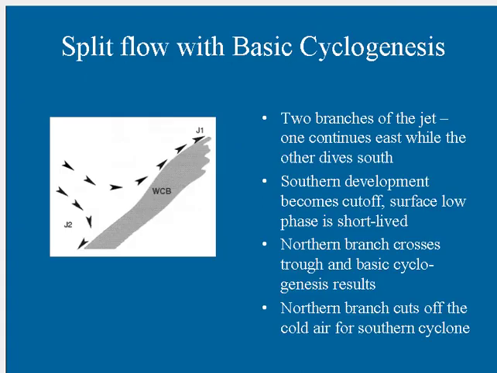The first type we'll look at is the so-called split flow with basic cyclogenesis. What we have is a jet to the north and another one to the south. We get a cyclone developed to the south here, but that low tends to become cut off and the surface low phase is short-lived. On the northern branch here, we tend to get a basic type of cyclogenesis.